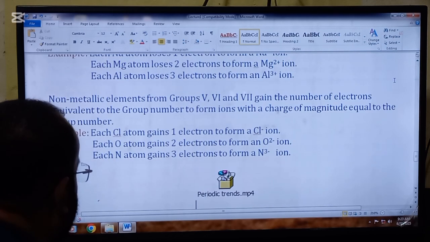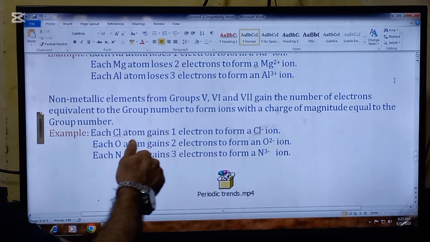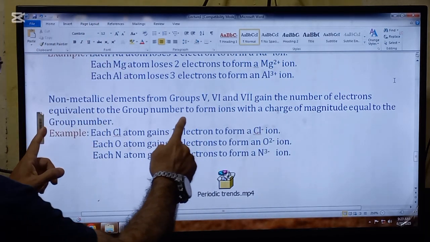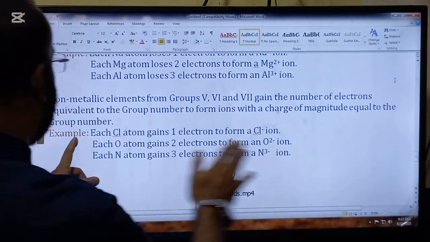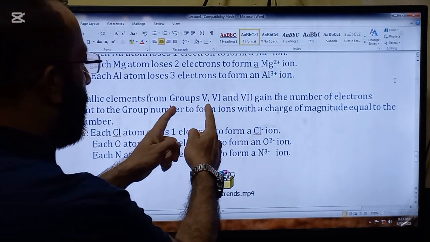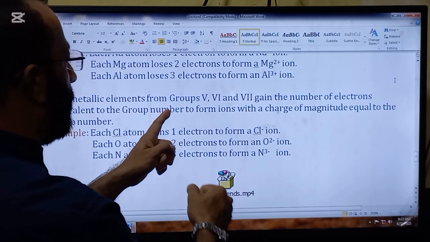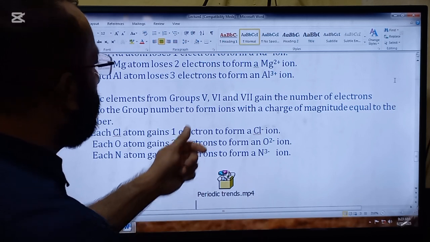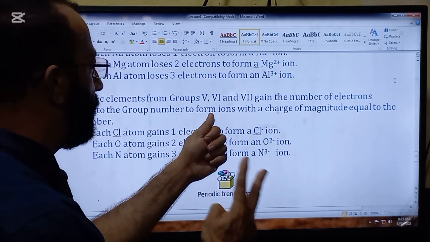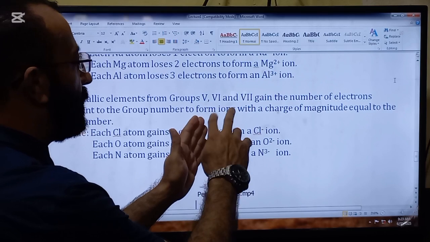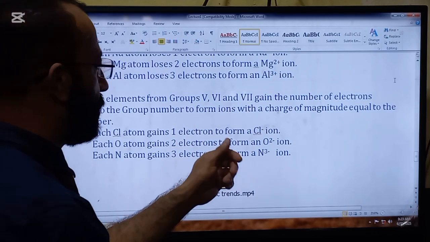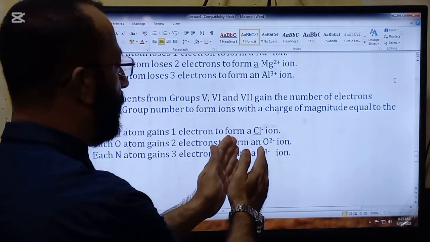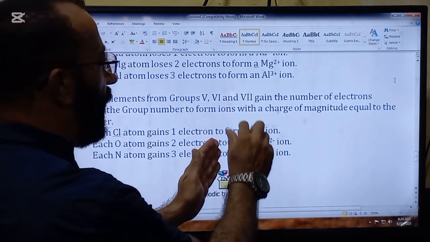Okay, on the other hand, non-metallic elements from groups 5, 6 and 7 gain a number of electrons equivalent to the group number to form ions with a charge of magnitude equal to the group number. So group 5 elements will gain 3 electrons to form a 3 minus charge. Group 6 elements will gain 2 electrons and the ions will have a 2 minus charge. And group 7 elements will gain 1 electron and all the ions in group 7 will have a 1 minus charge.